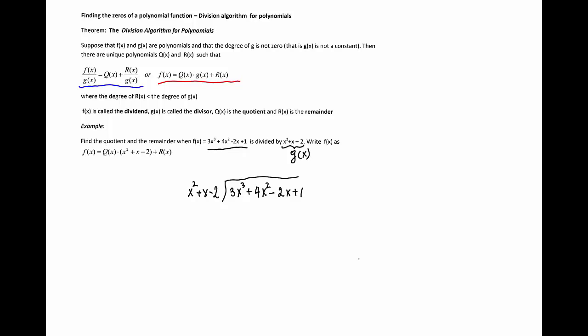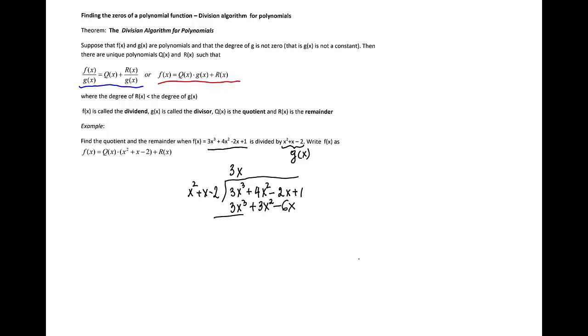So as discussed before, we'll divide the leading coefficient of the dividend by the leading coefficient of the divisor, and we'll get 3x. Now we multiply 3x by the divisor and write the answer below the dividend. So what we'll have is 3x cubed plus 3x squared and minus 6x.